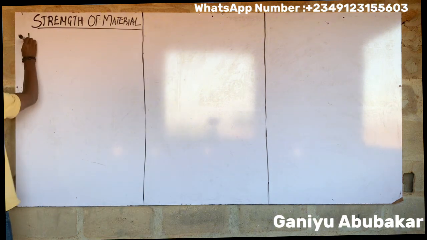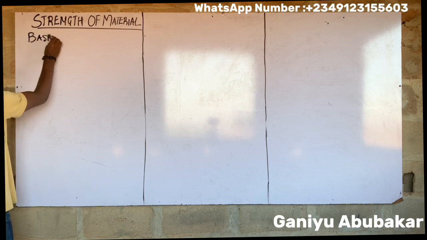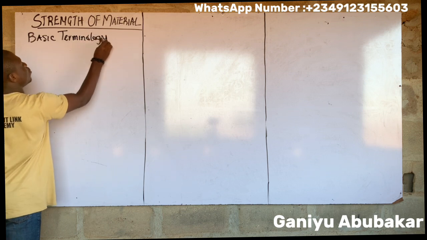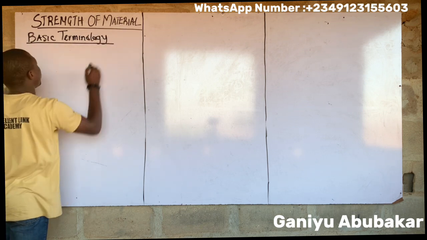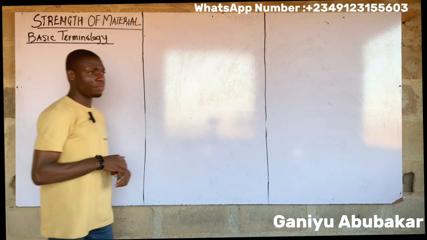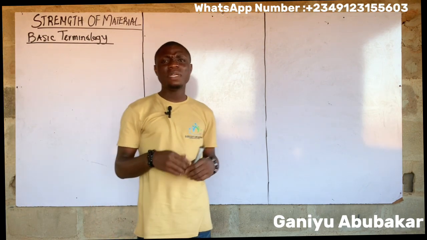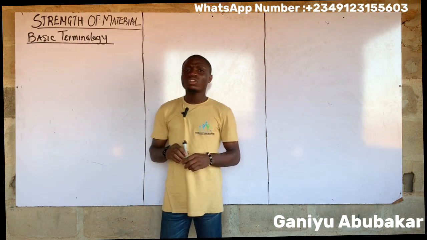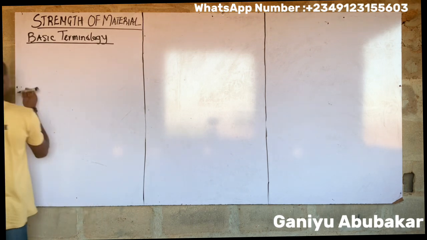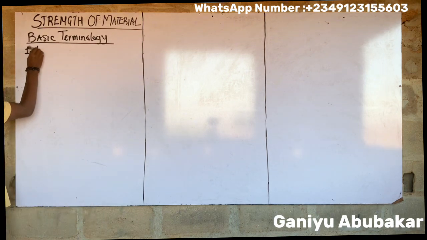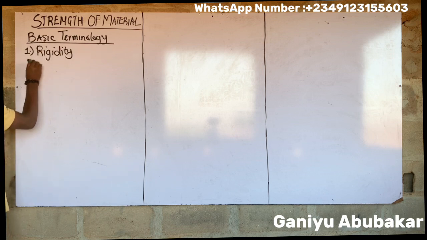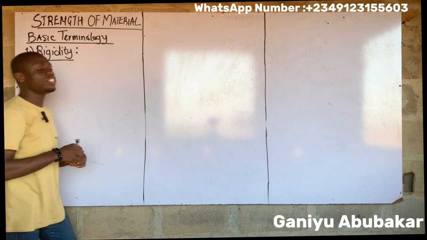Let's look at some basic terminology in the study of strength of material. There are about five to six basic terminologies we need to be familiar with in the study of this course. So let's start with the first one. The first terminology is called rigidity. Let's consider the first terminology called rigidity.